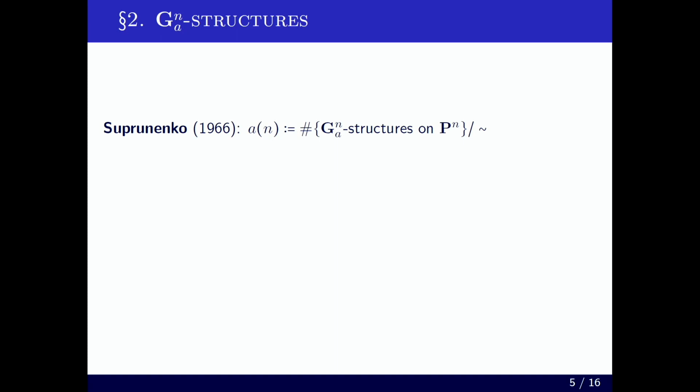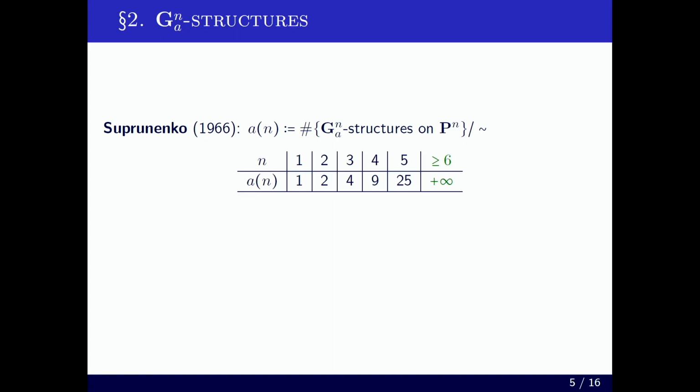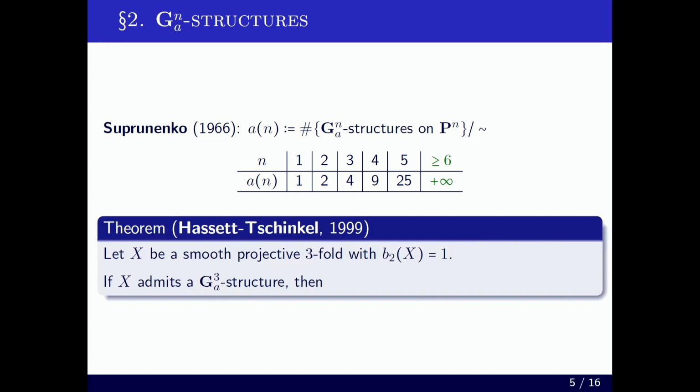non-isomorphic ways to be additive for the projective space, then for P1, you only have one way to be additive. For P2, you have 2 ways, those that I showed you. For P3, you have 4 ways. For P4, 9. For P5, 25. And from P6 and higher, there are infinitely many ways to be additive. So it's very different from the toric situation. This will appear again in a few minutes.